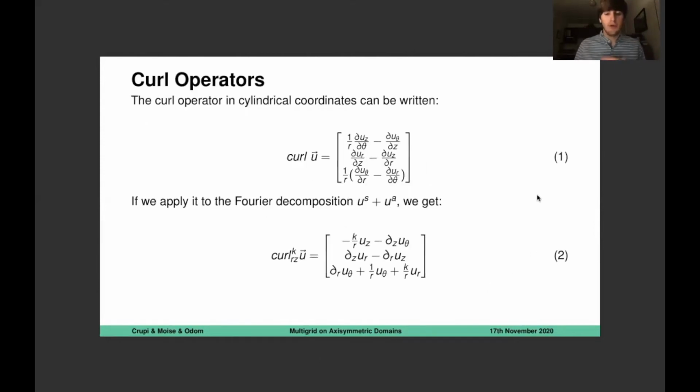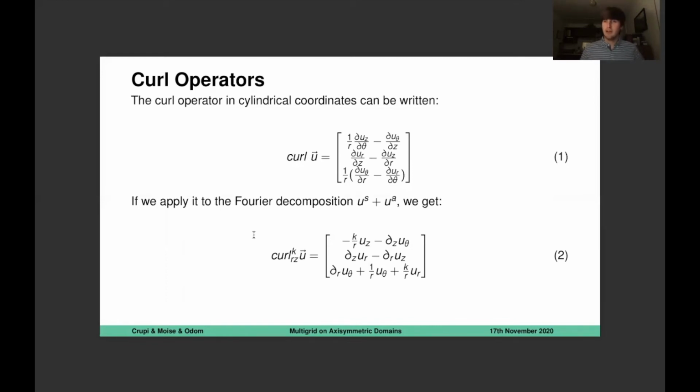So we're interested in electromagnetic problems. And oftentimes in electromagnetic problems, partial differential equations are written using the curl operator. So we're going to study a partial differential equation that uses the curl operator. And in our case, we're going to take the normal curl operator in cylindrical coordinates that you could find in a calculus textbook, and we're going to apply that to the Fourier decomposition from the last slide. And we get equation 2 down here. This is curl RZK of u, and this is our main differential operator of interest.